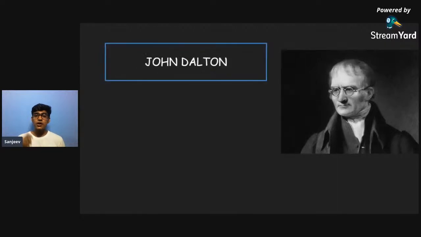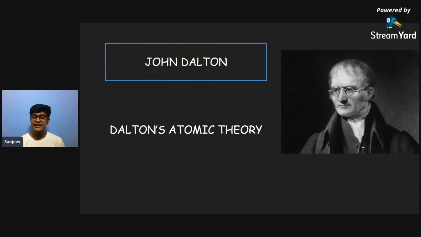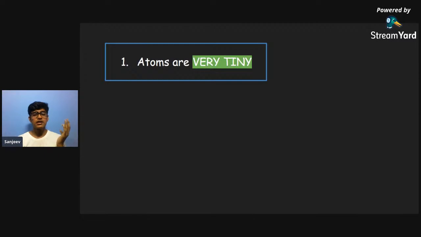Dalton was the person to bring his atomic theory, Dalton's atomic theory. In this theory, he has stated the properties of atoms and how we can easily understand what atoms are. He stated 6 very important statements in his atomic theory. Please note it down as you check the slides. The first statement he made is that atoms are very tiny.